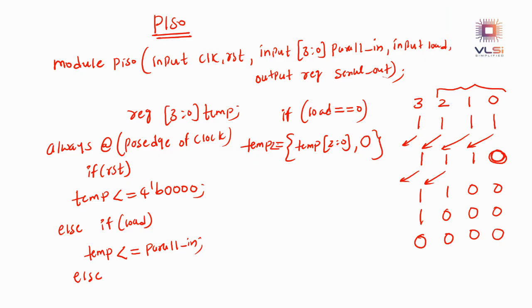Assign serial out. From where are you getting serial out? From temp 3, that means at index 3 you are getting the serial out. So I can write temp 3, and end module. Like this, we can do the PISO operation, parallel in serial out.